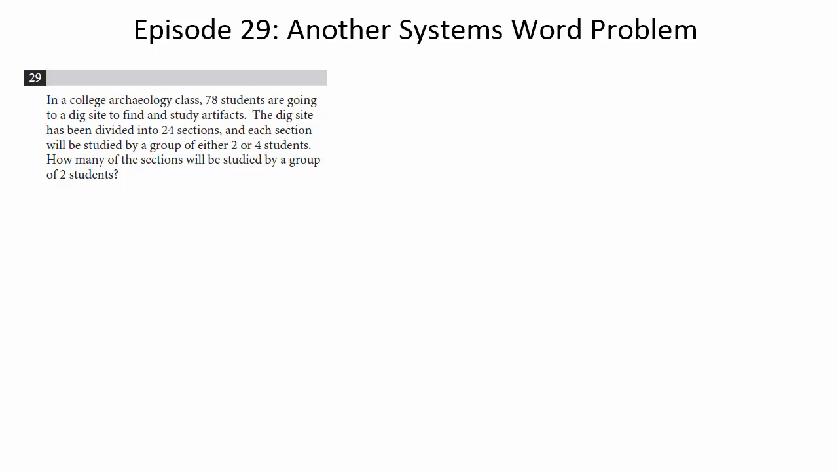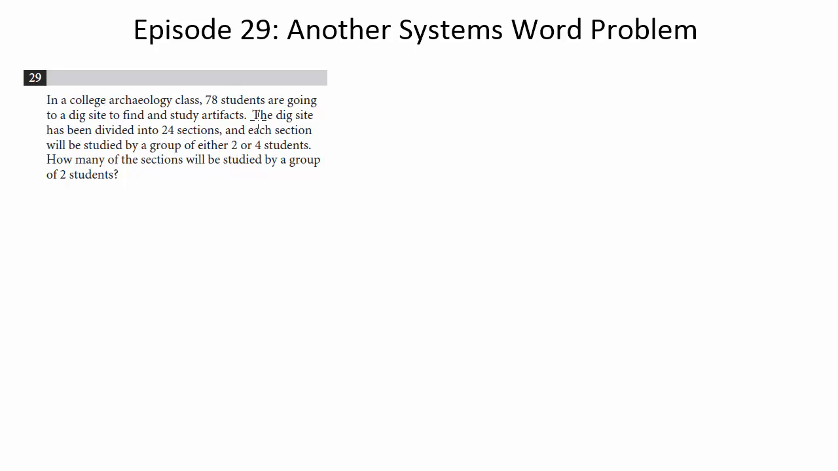So let's see what we got. In a college archaeology class, 78 students are going to a dig site to find and study artifacts. The dig site has been divided into 24 sections, and each section will be studied by a group of either 2 or 4 students. How many of the sections will be studied by a group of 2 students?